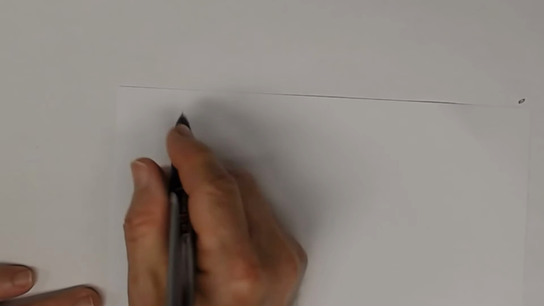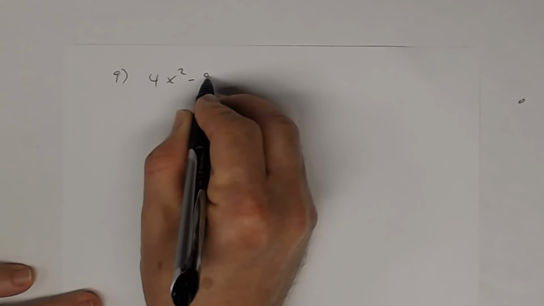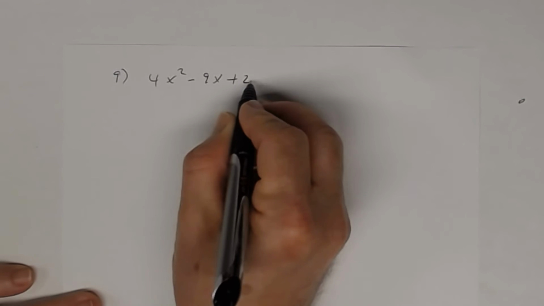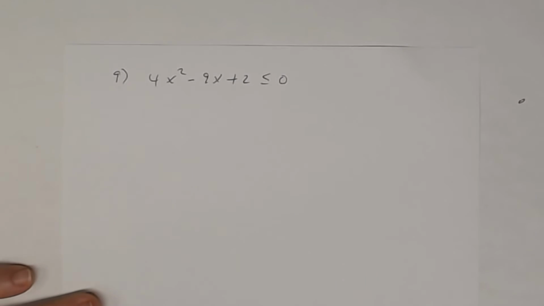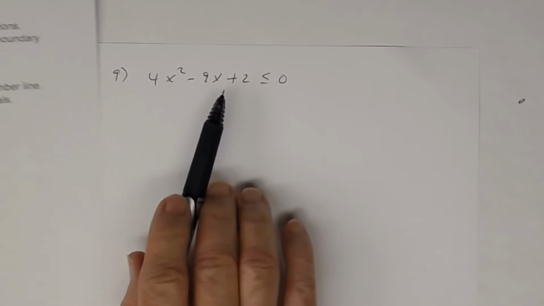All right, let's do one more. So this will be number 9. So let's do number 9. So in number 9, we have 4x squared minus 9x plus 2 is less than or equal to 0. All right, so it's already in standard form. 0 is already on the other side.